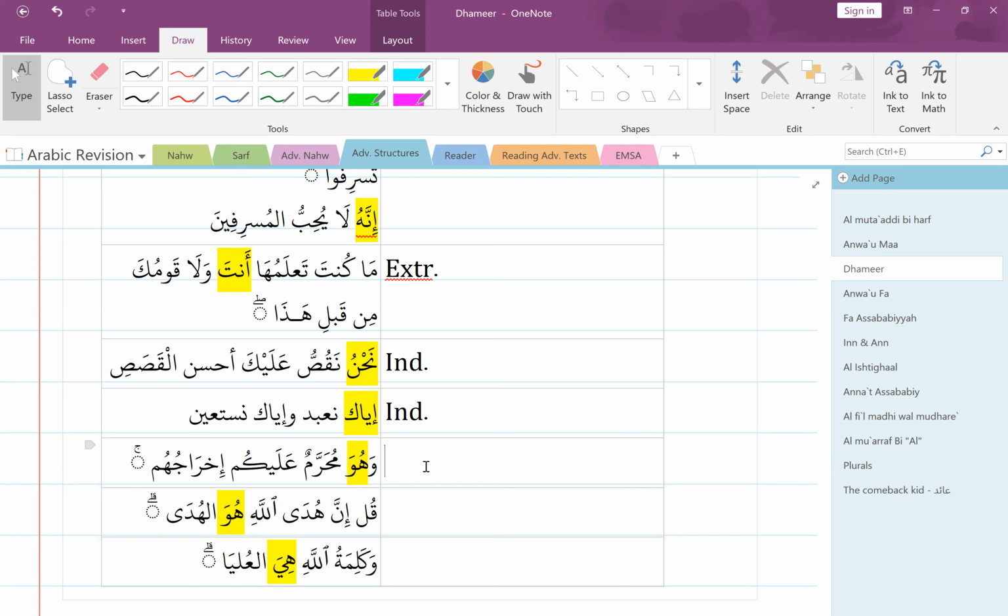So he is, as a matter of fact. I'm really confused between independent and as a matter of fact, the damir ash-sha'n and the independent one. I'm confused between those two. That's actually a good place to be, because those are the only options. So it can either be independent or it can be the damir ash-sha'n. Yeah, those are the two options.